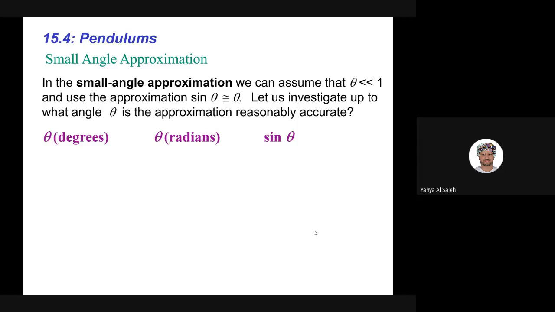Now, before we go into the equation of pendulums, we'll talk about something called the small angle approximation. If we have a small angle, very, very small theta, which is less than 1 radian, we can use the approximation that sine theta is approximately equal to theta. You might have used this in geometry before. Sine theta is approximately equal to theta. The question is, how small is small enough?